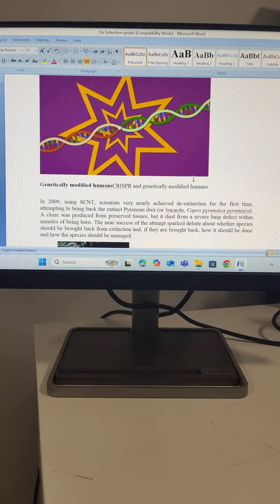In 2009, using SCNT, scientists very nearly achieved de-extinction for the first time, attempting to bring back the extinct Pyrenean ibex. A clone was produced from preserved tissue, but it died from a severe lung defect within minutes of being born. The near success of the attempt sparked debate about whether species should be brought back from extinction, and if they are brought back, how it should be done and how the species should be managed.